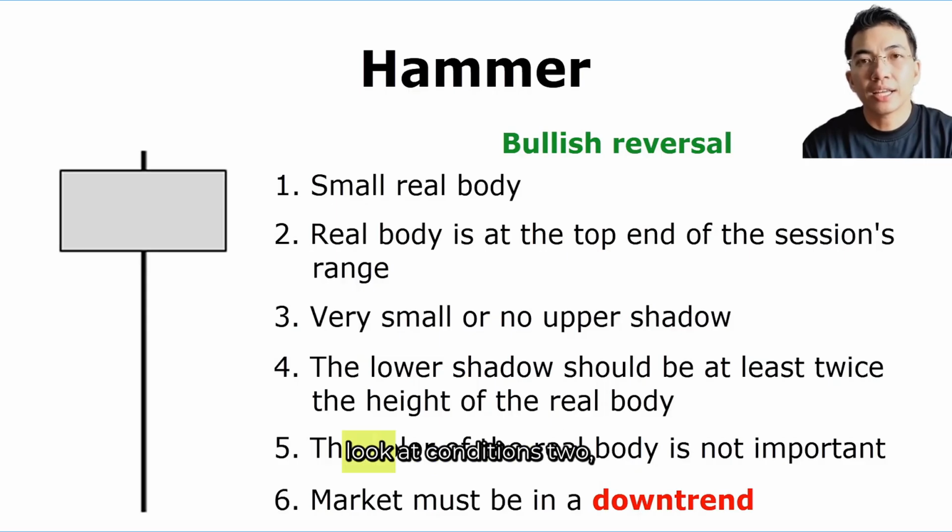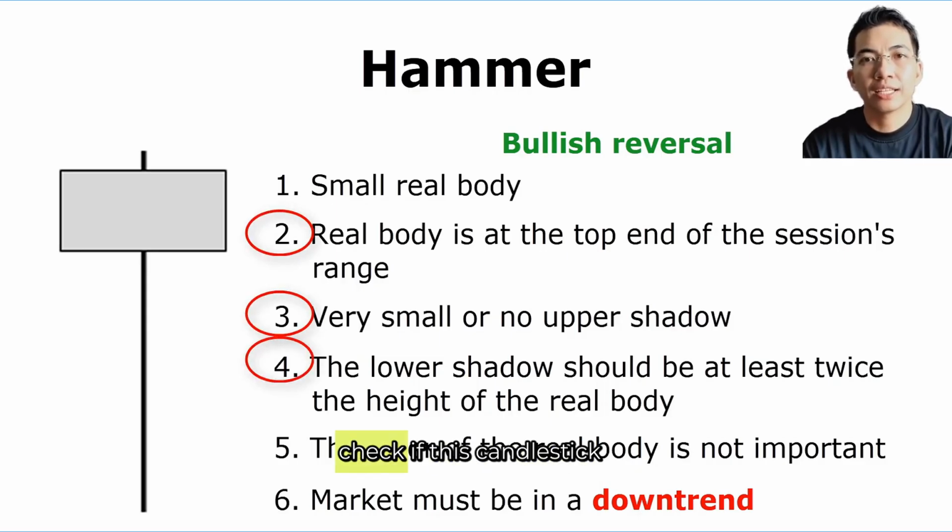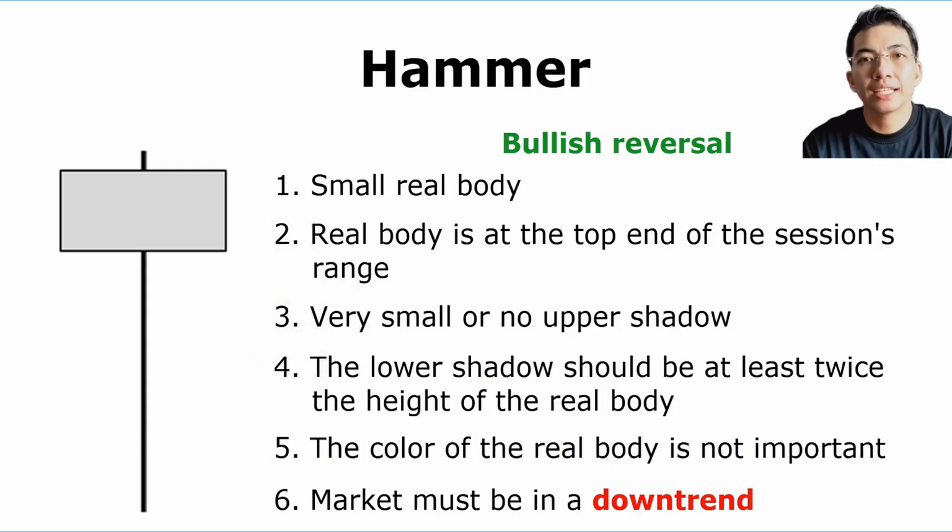Now let's have a look at conditions 2, 3 and 4 to check if this candlestick is telling us something more about the fight between bulls and bears. The real body is at the top end of the session's range. There's a very small or no up shadow, but there is a very long lower shadow, at least twice the height of the real body.